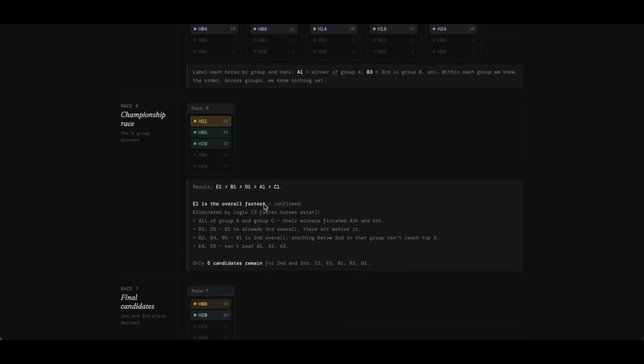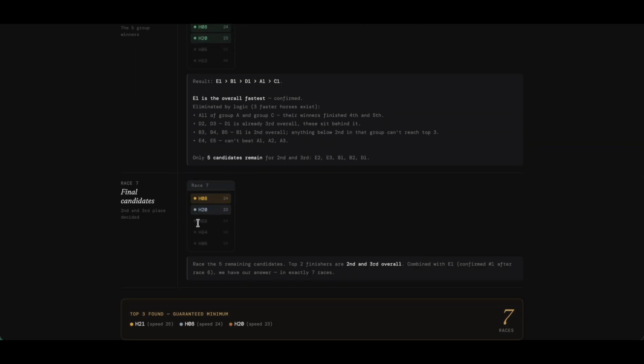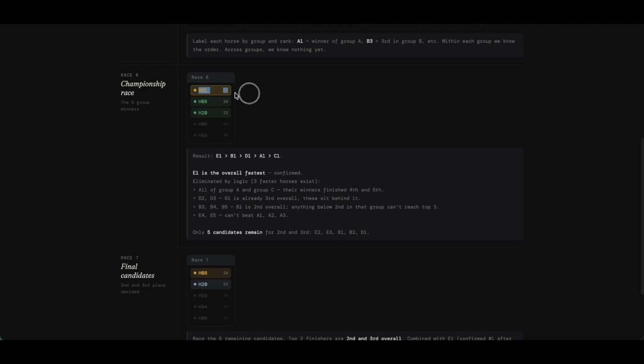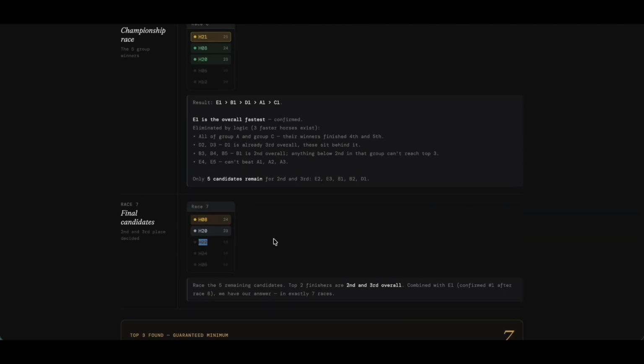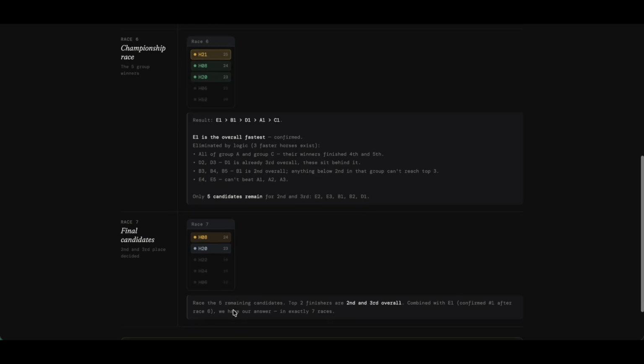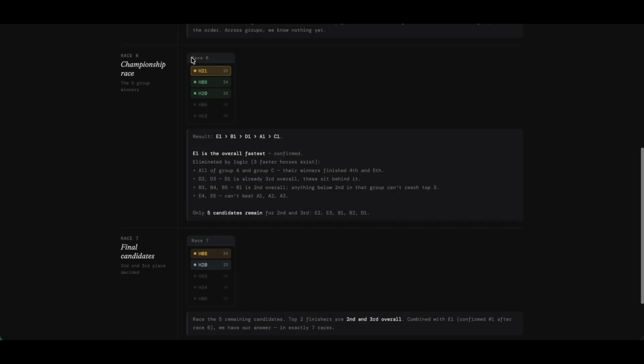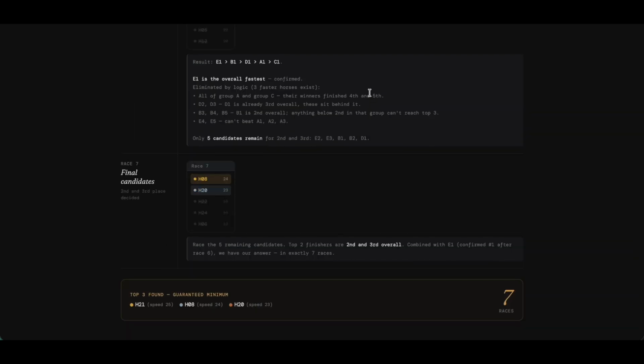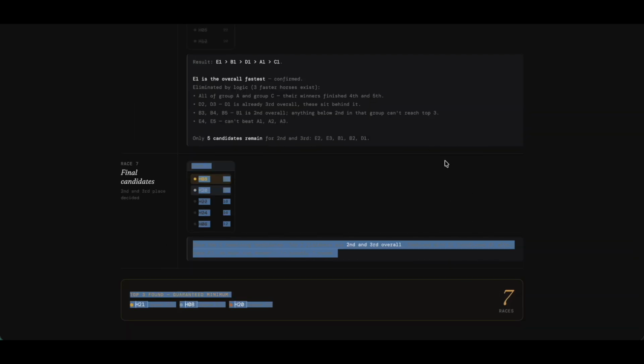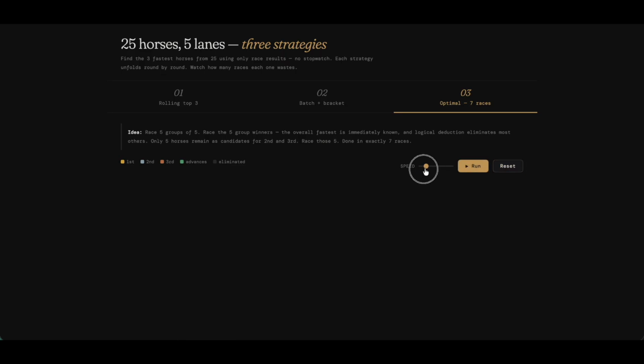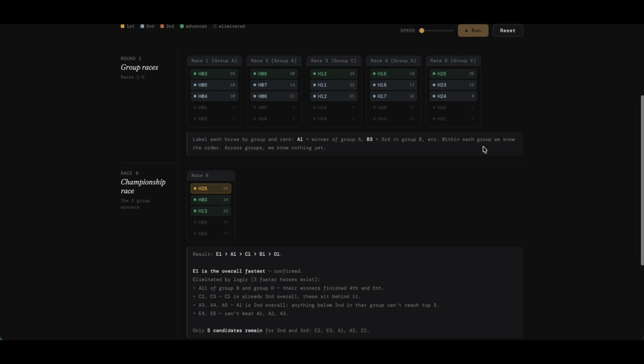We put all of them together: the second place and third place from the championship race, the second and third place from the winner's batch, and the second place from the other horse's batch, into a candidate race for second and third. The top 2 from the final candidate race will be our second and third fastest horses out of all 25, and combined with the winner of the championship race, that gives us our top 3. So this solution only takes 7 tries. We can run this again, but slow it down so we can see what it looked like in action.